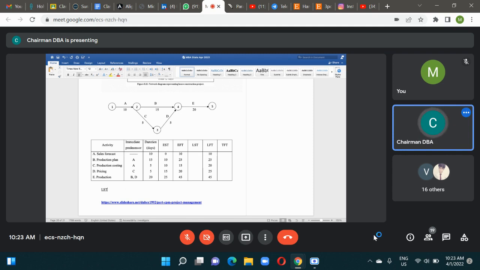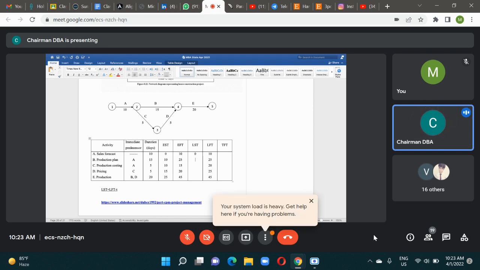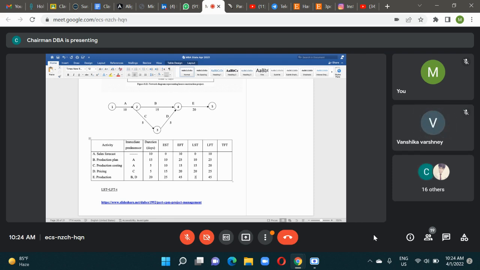Start, so LST is LFT minus duration. So 10 minus duration, 0. 15, 25 minus duration of D, it is 10. Latest finish of C is 20 and duration is 5. So 15, then 25. And 45 minus 20, then latest start is 20. No, latest start should be 25.